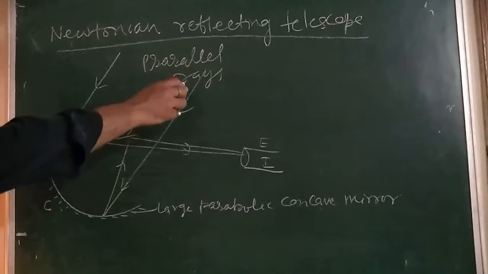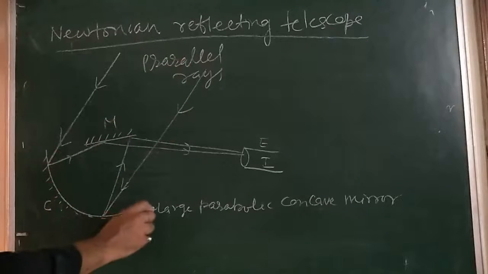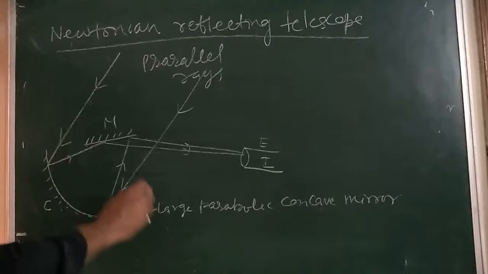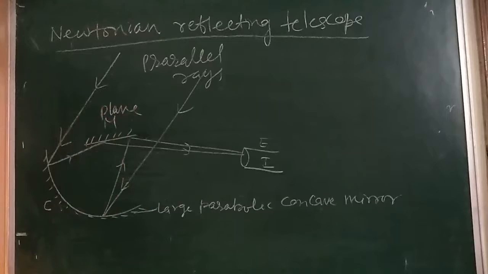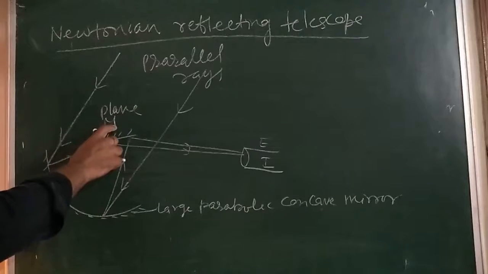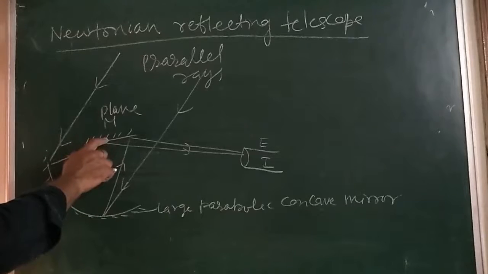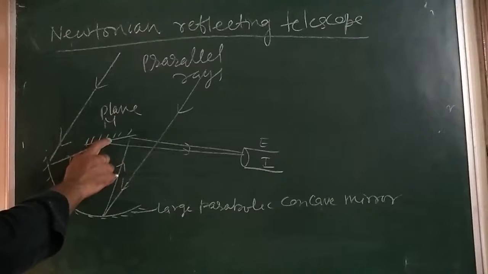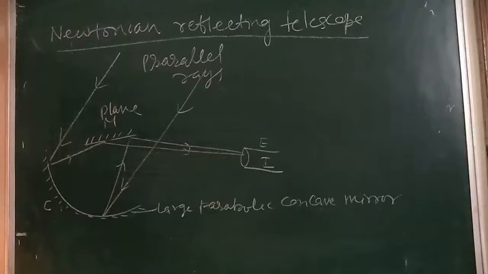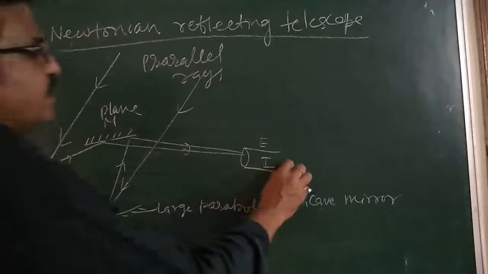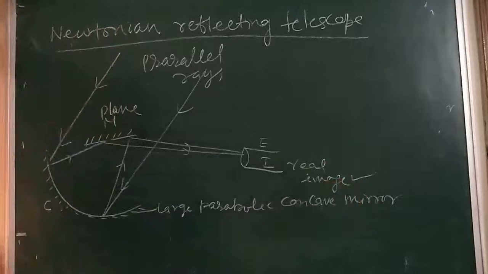A parallel beam of light coming from the distant star is reflected by this large parabolic concave mirror C onto a plane mirror M. This is the plane mirror. This mirror is inclined at an angle of 45 degrees to the axis of C. The plane mirror reflects the beam, forming a real image at I. This is the functioning of it.